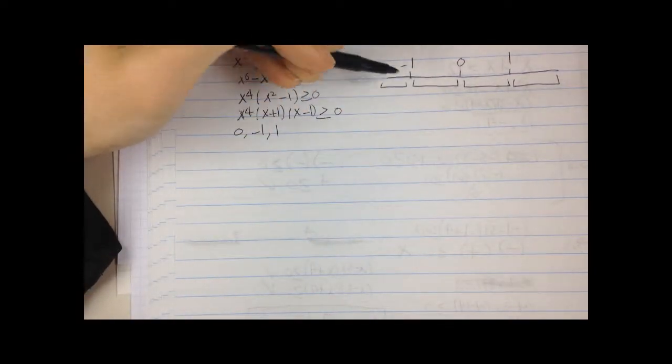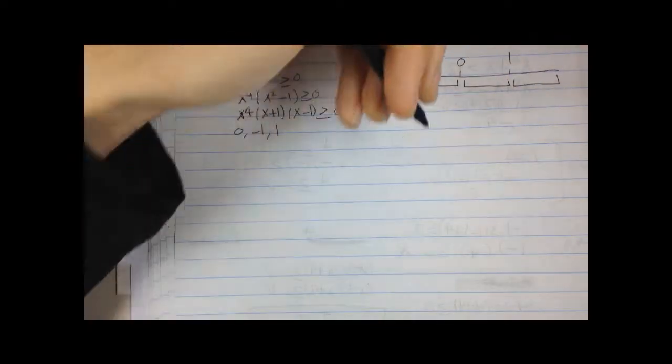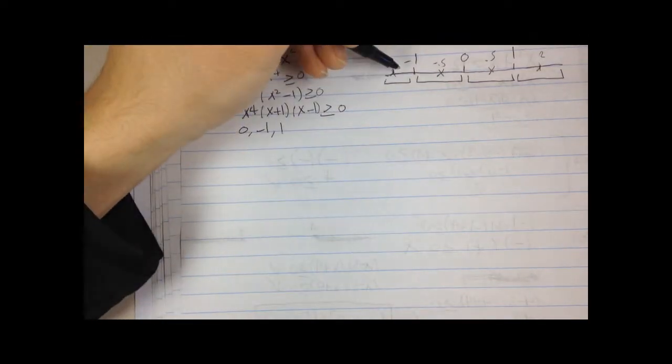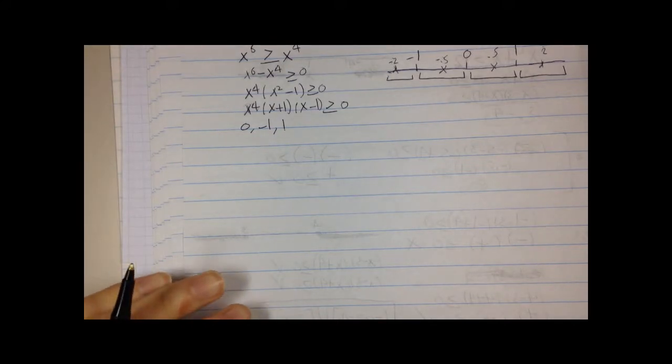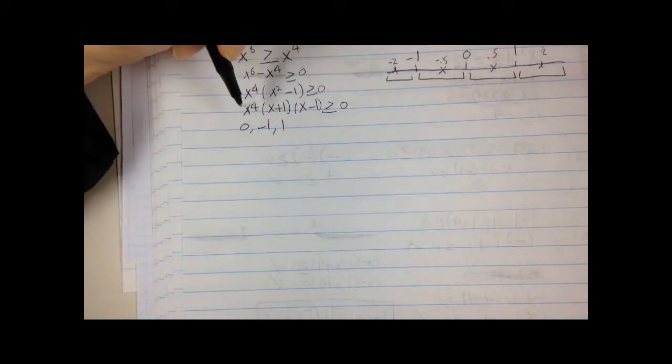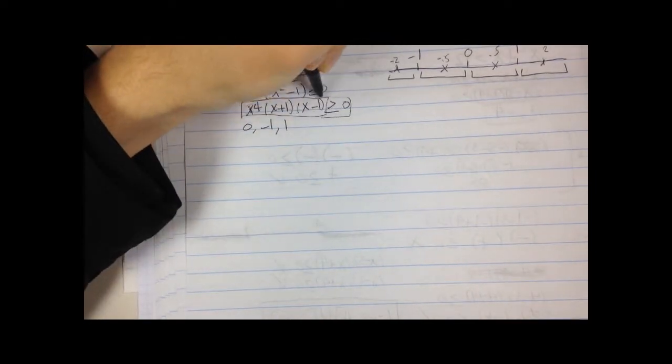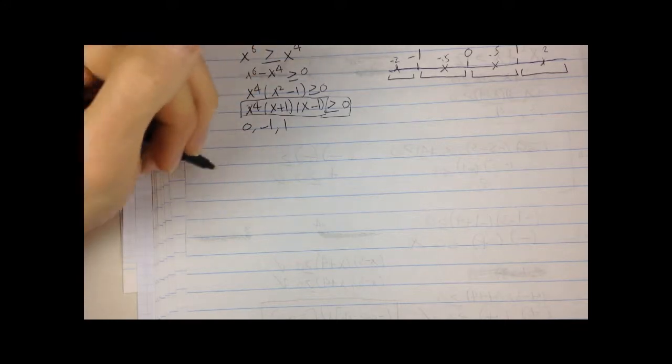And so now we need to pick a point for each interval to test. So for this one, I'll just go with -2. Here I'll do -1/2. Here I'll do +1/2. And here I'll do 2. And so now we want to test each one of these points and see if it satisfies the inequality. And we're going to plug it into this right here, that whole thing.